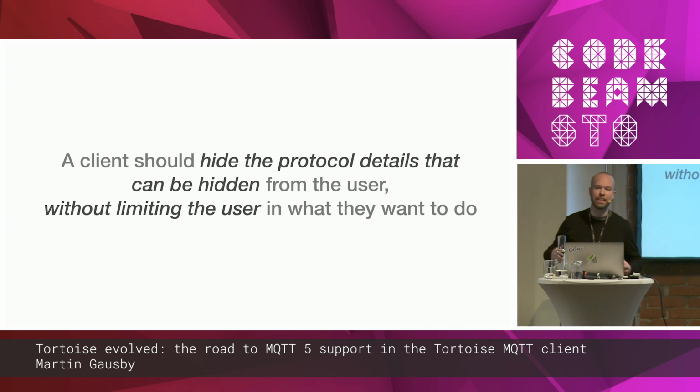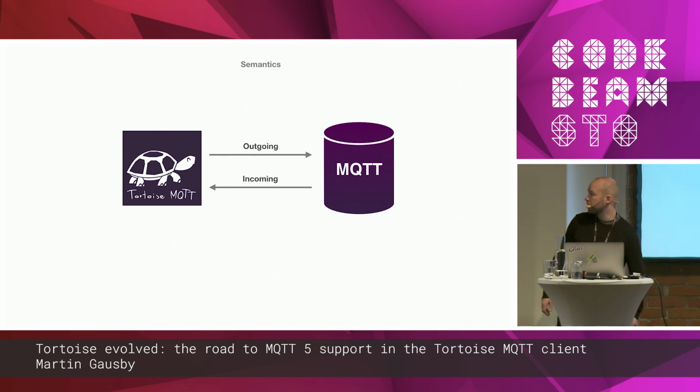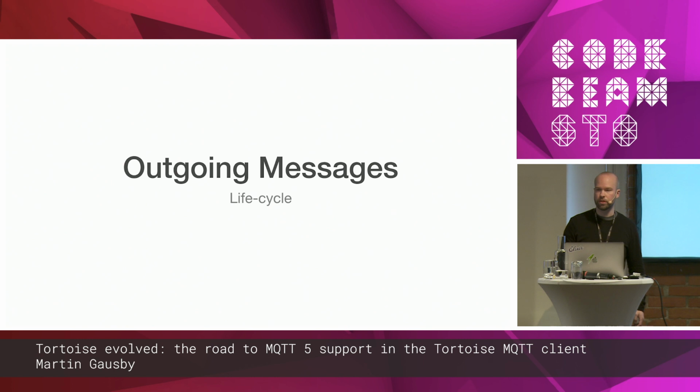So we need to find the intersection between Elixir and MQTT. So in other words, we need to map Elixir semantics to MQTT semantics and figure out the stuff that can happen behind the scenes. And furthermore, we got two semantics for a client. We got the outgoing messages and we got the incoming data that we need to handle. And these two semantics are not necessarily the same. So let's first talk about the outgoing messages, the ones that are initiated by us.